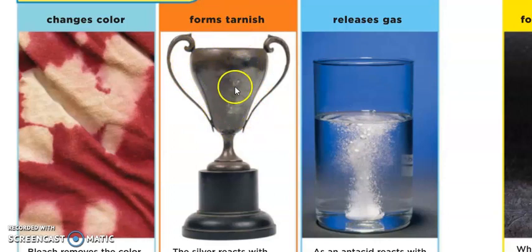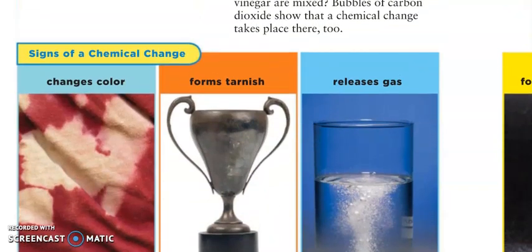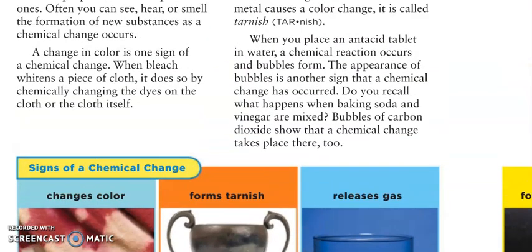Tarnish is the black color on the silver. So the silver reacts with oxygen to form tarnish. This black color is the color of tarnish.